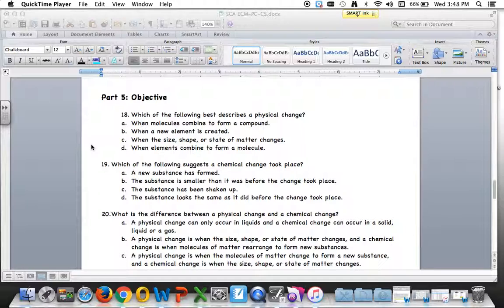19. Which of the following suggests a chemical change took place? A, a new substance has formed. B, the substance is smaller than it was before the change took place. C, the substance has been shaken up. D, the substance looks the same as it did before the change took place.